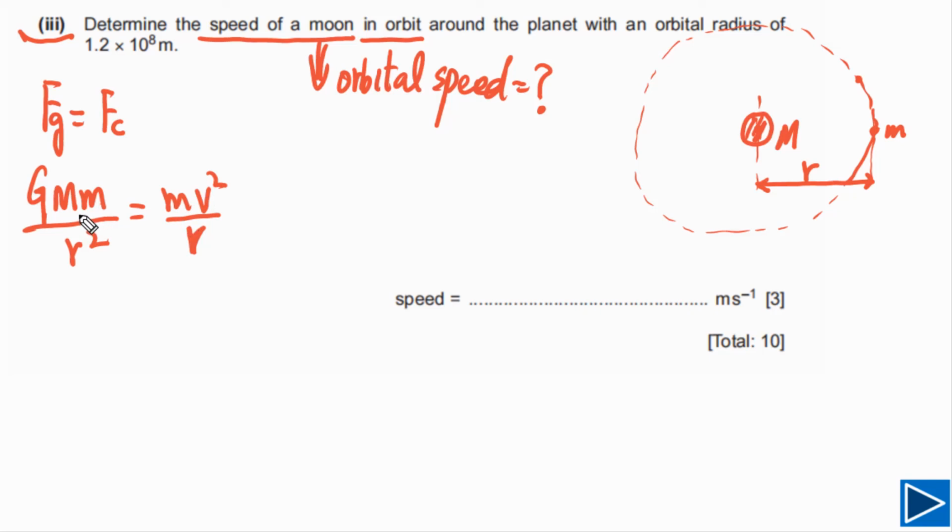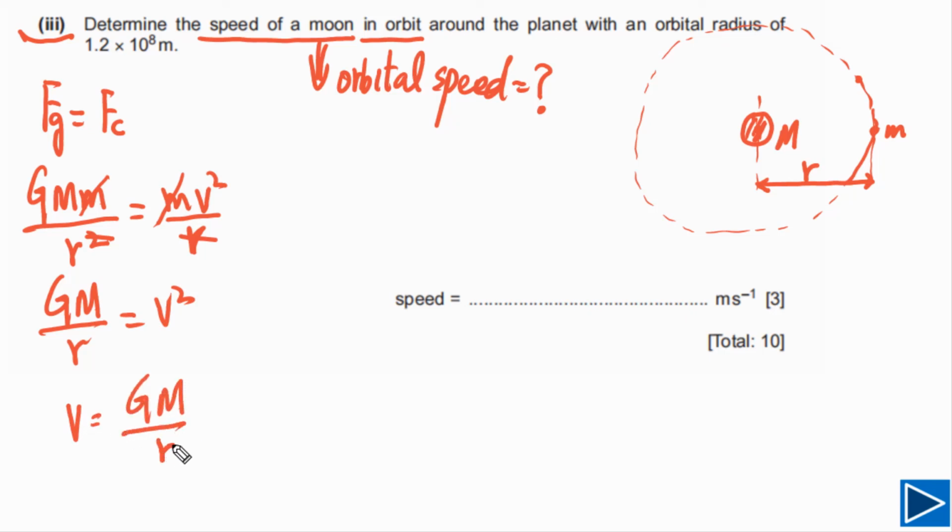Now in this case, again we can cancel the mass of the moon, and this one r we can cancel with this. So we are left with G capital M over r, and this is equal to v squared. So we can simplify this one. We can write down v is equal to root of G capital M over r.